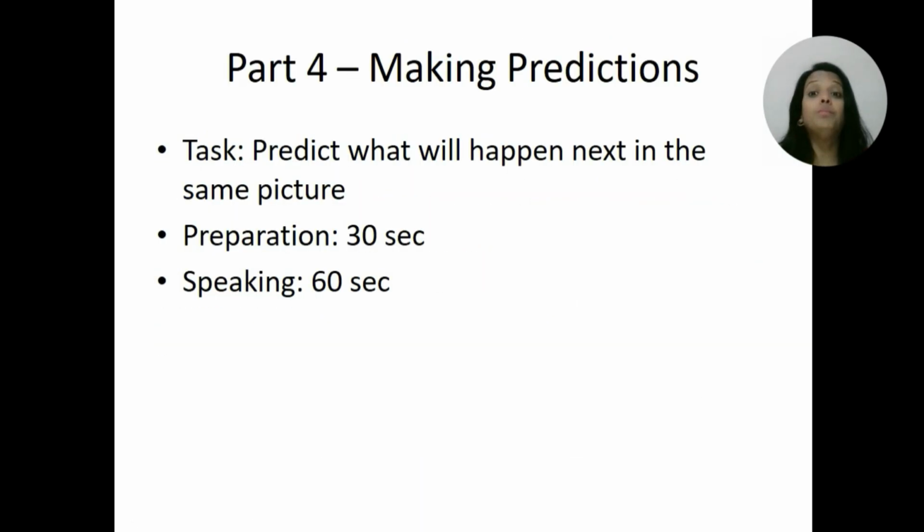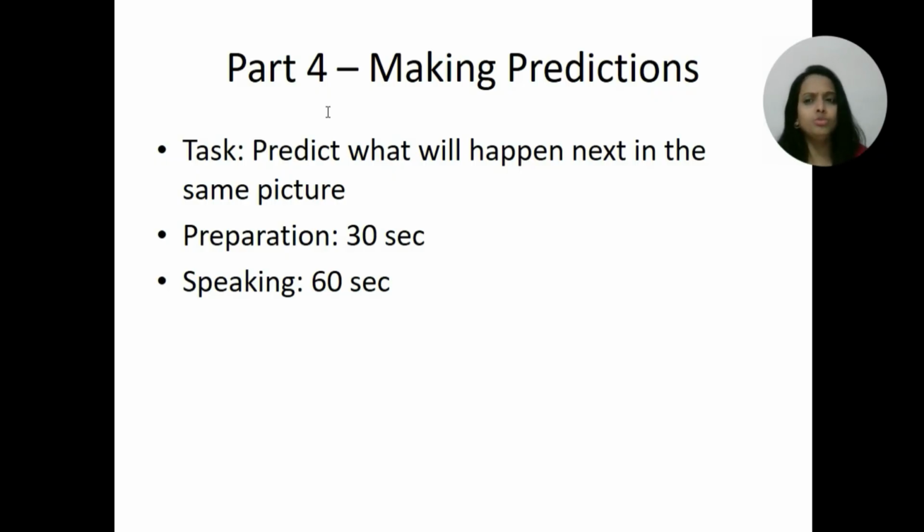So this is one of the most difficult tasks. You will see the same picture from part 3, but now you must predict what will happen next. So here your prediction skill will yield you a higher score. The same thing, preparation 30 seconds and speaking 60 seconds. But for you to get high scores, the skills required are you need to use the future tense because you're going to predict, right? And speculation language, logical reasoning should be there.